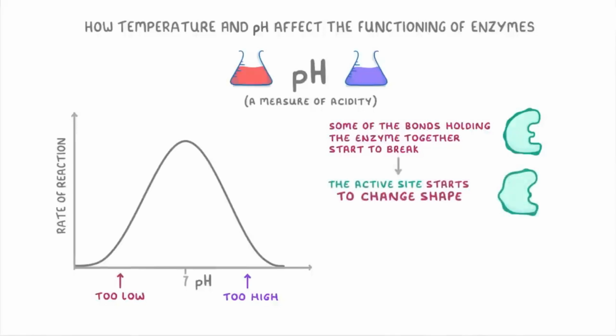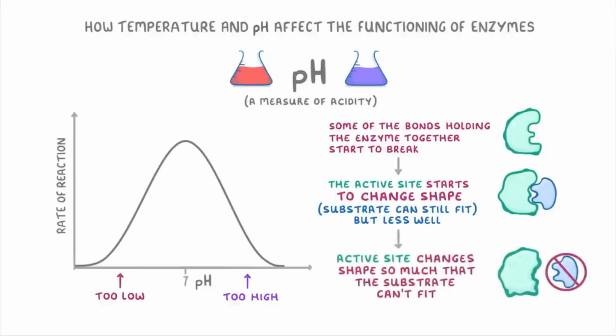At first, it just changes a bit, so the substrate can still fit, but less well than normal. This slows down the rate of reaction, but doesn't completely stop it. Soon though, the active site changes shape so much that the substrate can't fit at all, and at this point we'd say that the enzyme has been denatured.